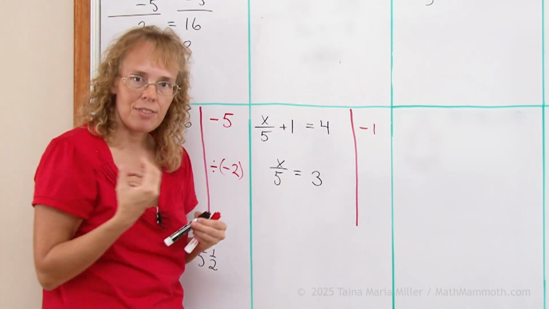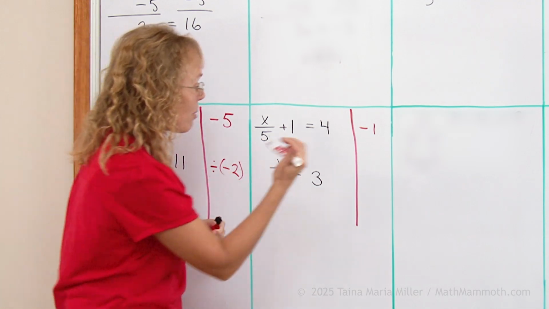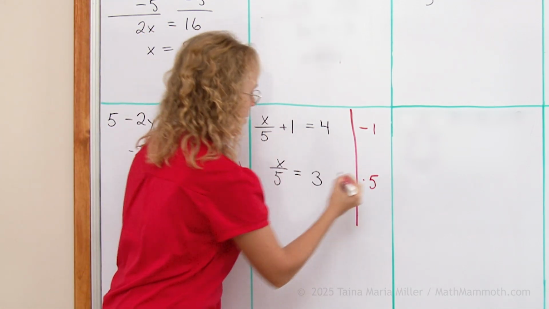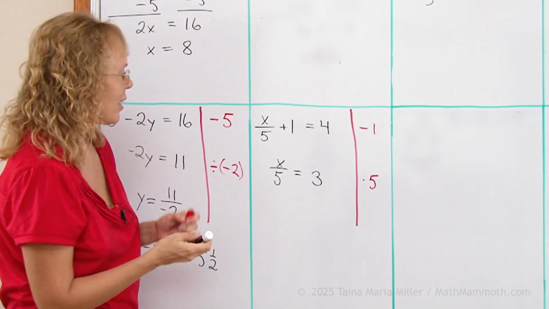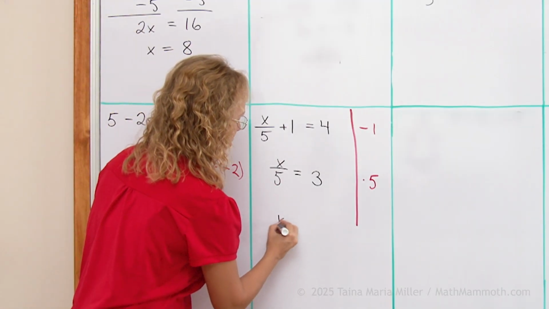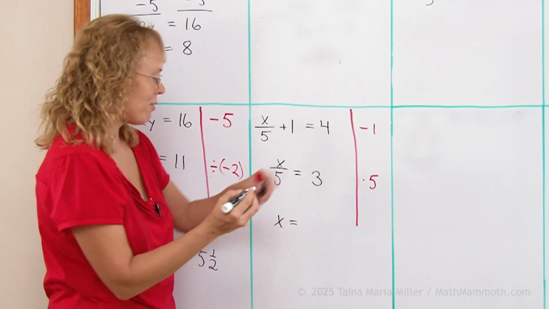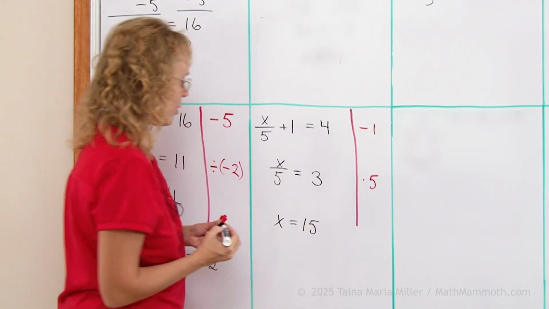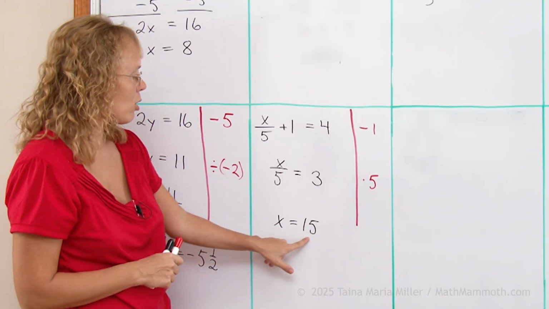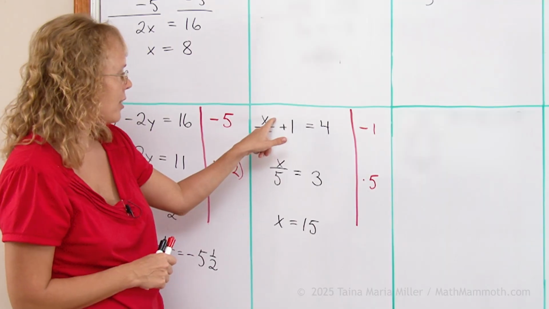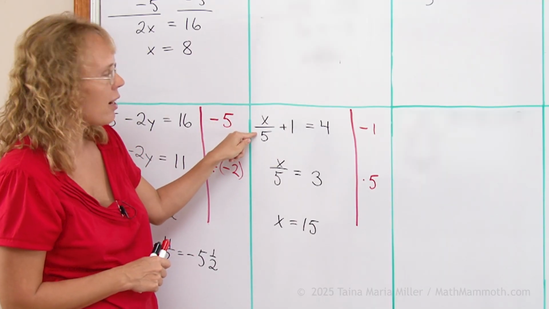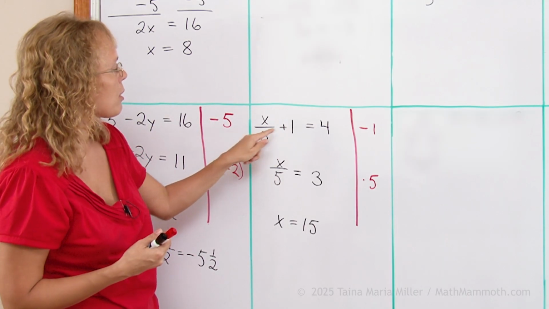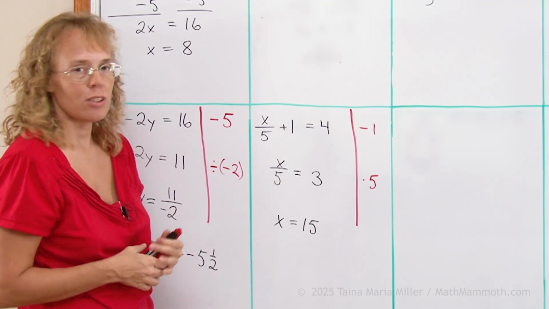And now x is divided by some number, so I multiply both sides by that number, by 5. So now it leaves x alone. And then here we go, 3 times 5, 15. Okay, and you should check your solution by putting 15 in place of x here. 15 divided by 5, that's 3. 3 plus 1, yeah, it's 4, so it checks.